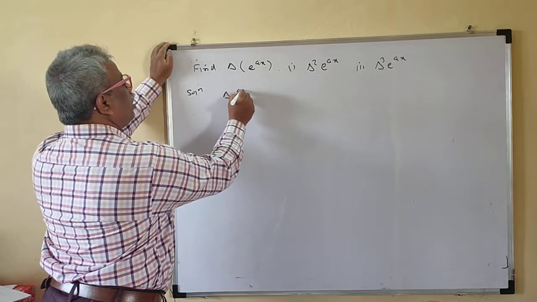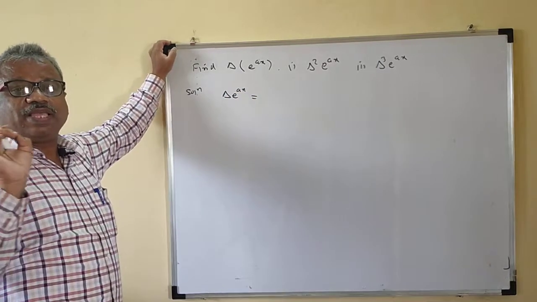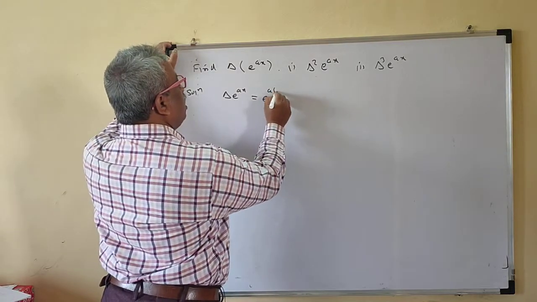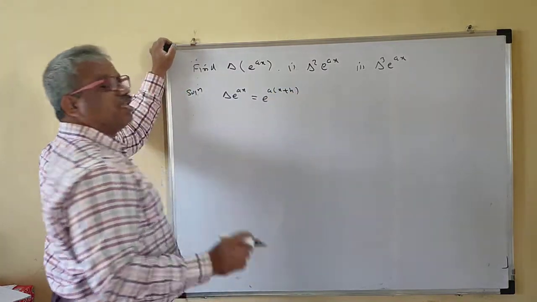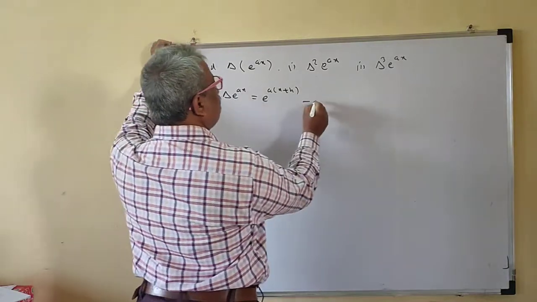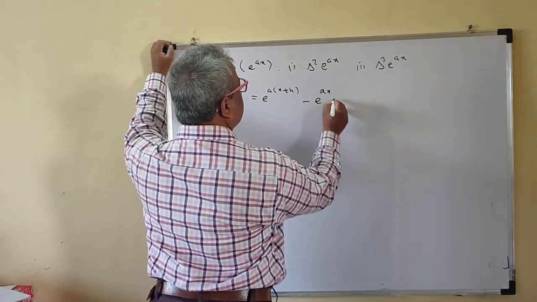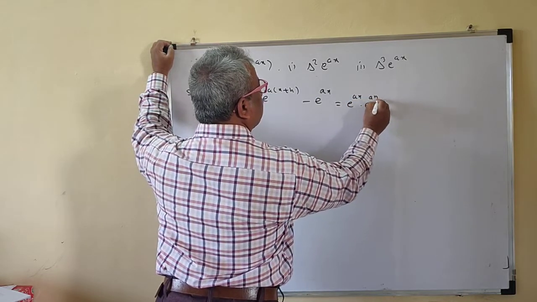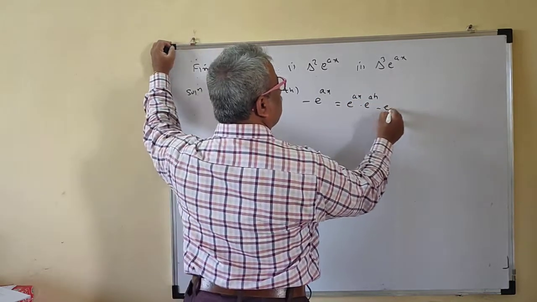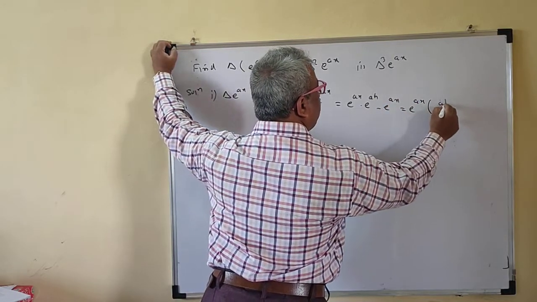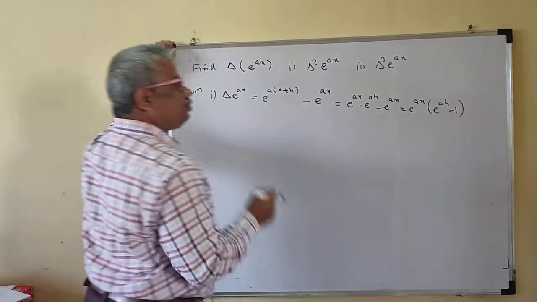Del e raised to ax. What you have to replace? You have to replace x by x plus h. So e raised to a(x plus h), I will call this 1, minus e raised to ax. So this is e raised to ax into e raised to ah minus e raised to ax. So e raised to ax is common: e raised to ah minus 1.